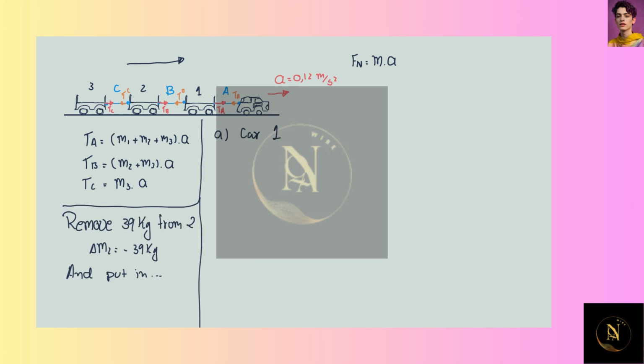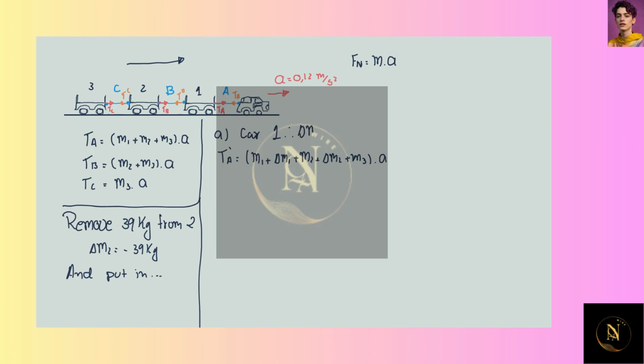In all items, we are removing 39 kilograms from car 2. But in the first item, we are removing from car 2 and transferring to car number 1. How do the tensions change among the cables? The tension A is now given by M1 plus delta M1, because we are adding more mass to car number 1, plus M2 plus delta M2, because we had removed some mass from car 2, plus M3. M3 does not change. This is times the acceleration.